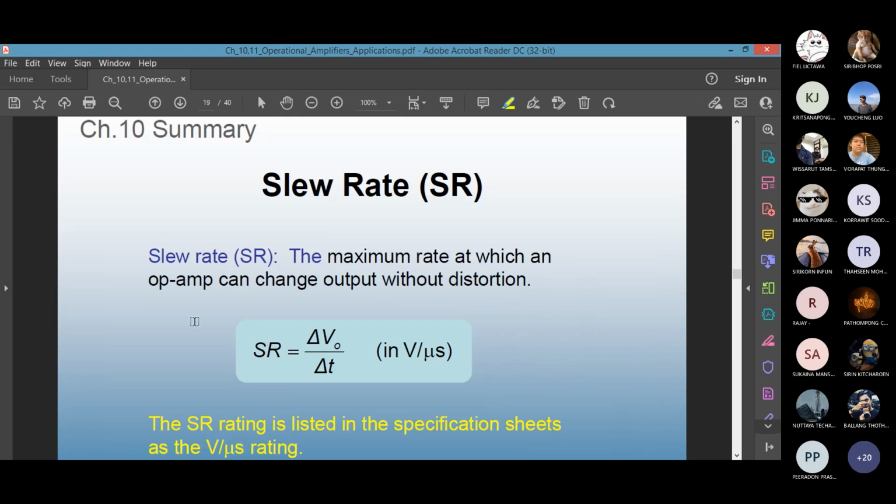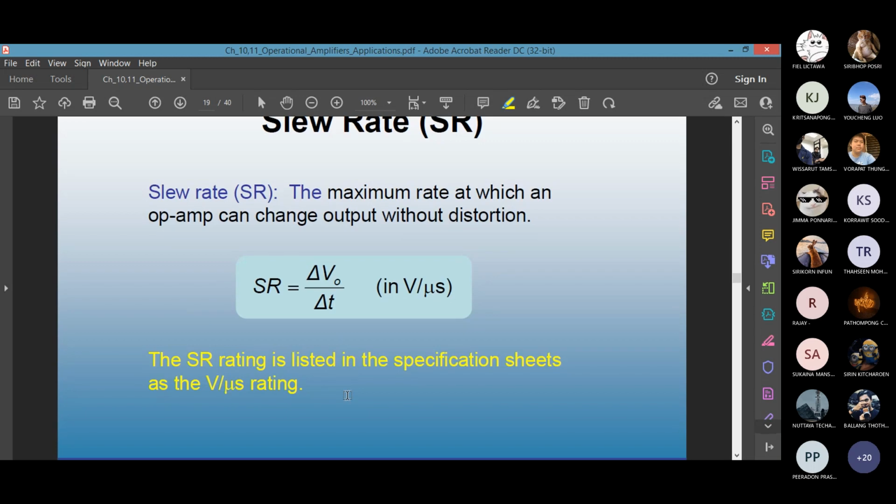So the maximum rate at which the op-amp can change the output, but with no distortion, we call the slew rate. Typical unit is volts per microsecond. It happens very fast. This data usually is given on the spec sheet of an op-amp.